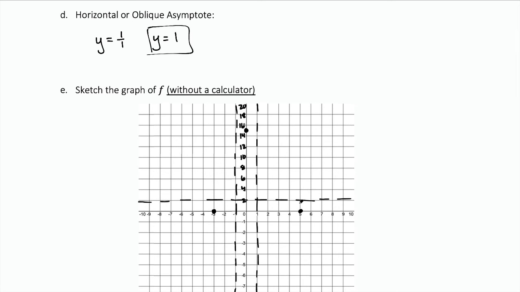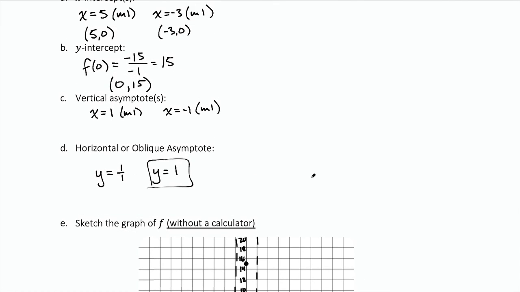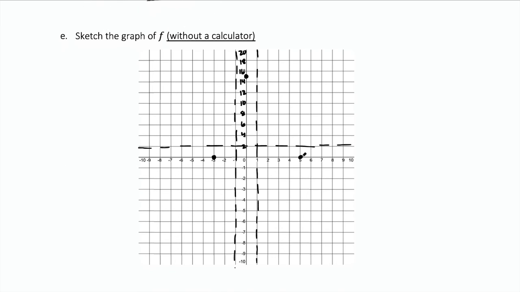So now we can sketch our graph. Note that the x-intercepts both had a multiplicity of 1, which means that we're just going to cross through the axis there. So to follow the horizontal asymptote and then cross through the axis, that means I'll be going down here. And same thing on the left. And that's very sloppy, but that's the general shape.